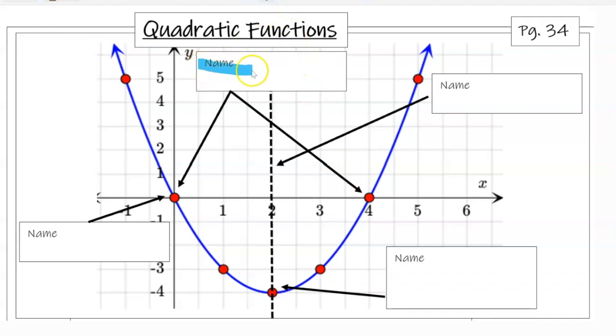All right, let's go ahead and name whatever this is. So this is pointing here and here. What line does that touch? As you can see, this is the x-axis. Therefore, those two are the x-intercepts.